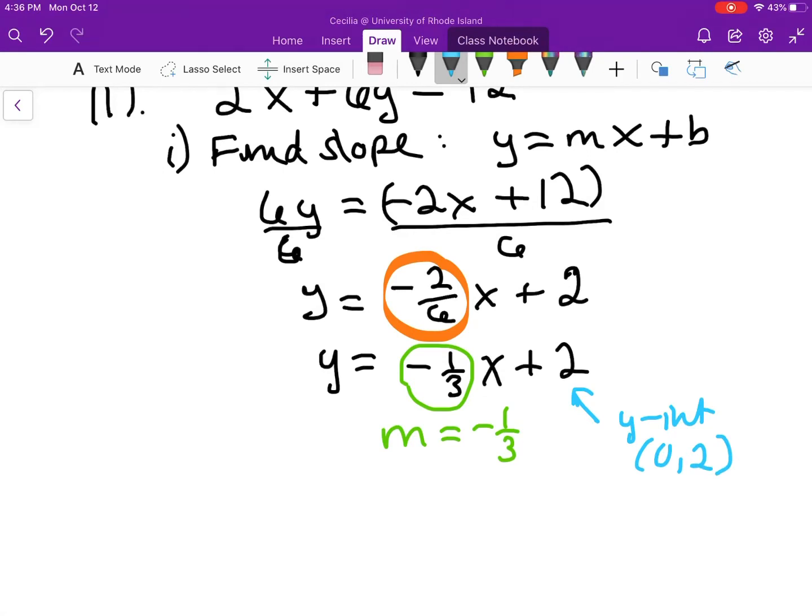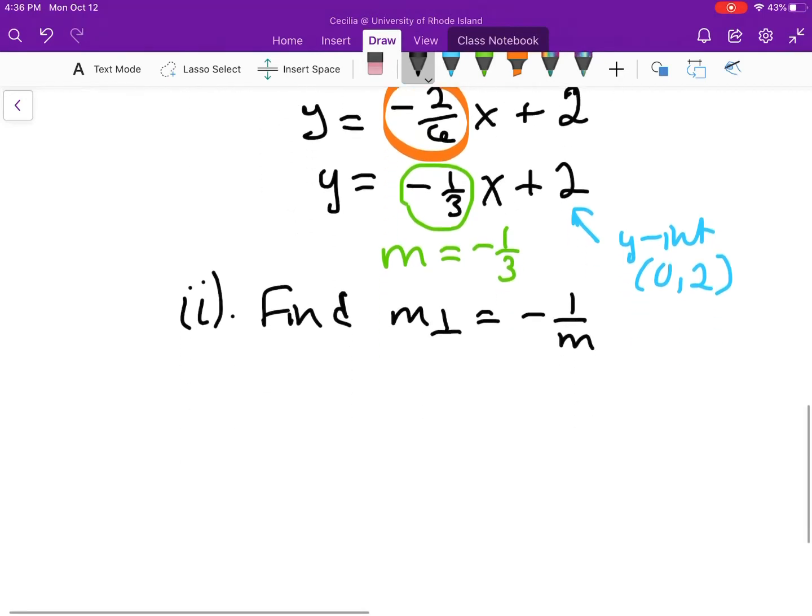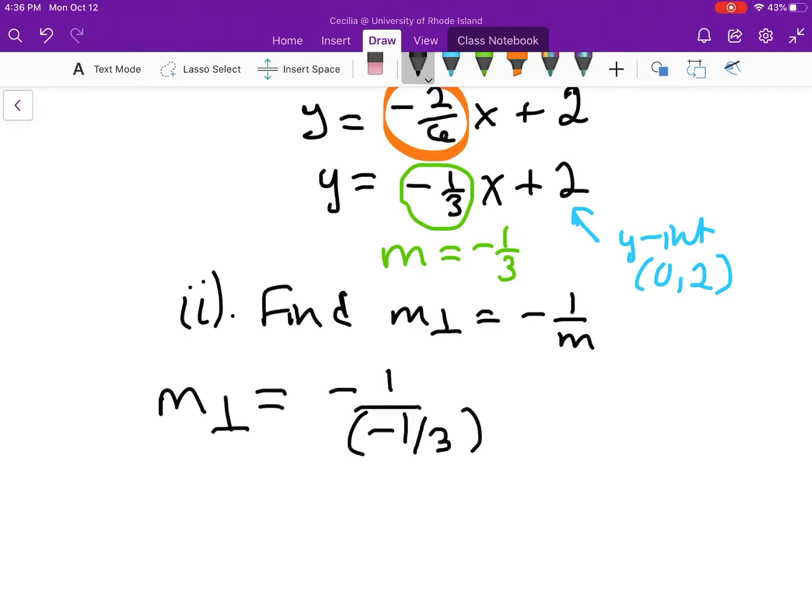Okay. So now that we found the slope, the next thing we want to do is find the perpendicular slope. So the perpendicular slope, remember, is always equal to -1 over the original slope, the negative reciprocal. So let's see how that looks in this problem. The perpendicular slope is -1 over -1/3. Another way to remember that is it's just the negative reciprocal. We would just flip these. We just take the reciprocal and multiply it by a negative. So negative times a negative is a positive, and we end up with 3.